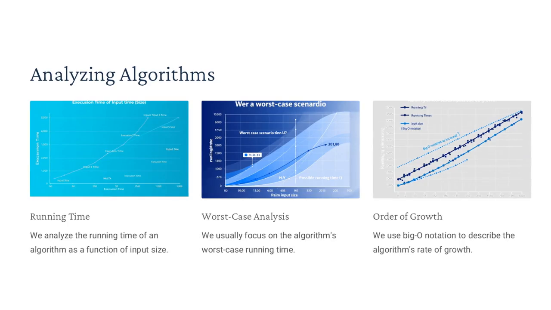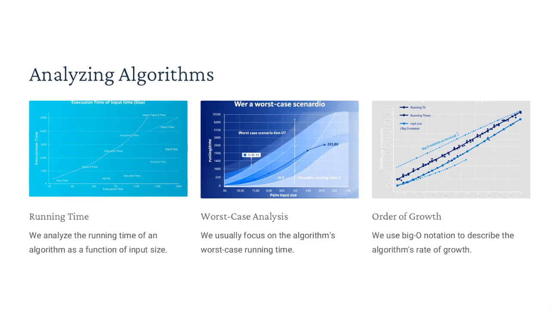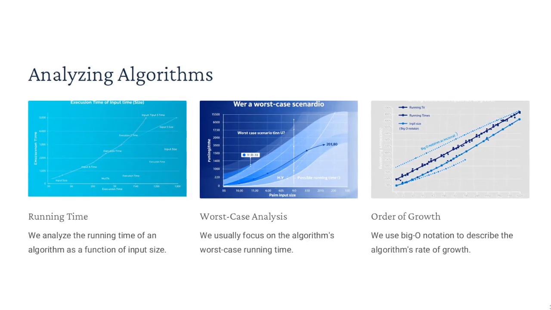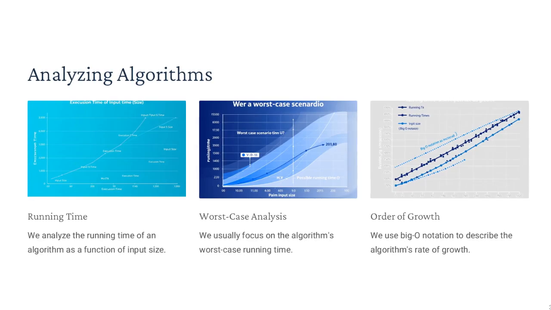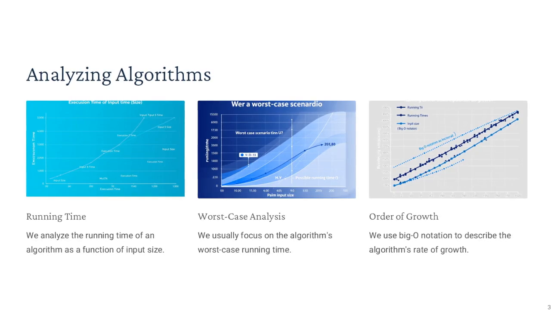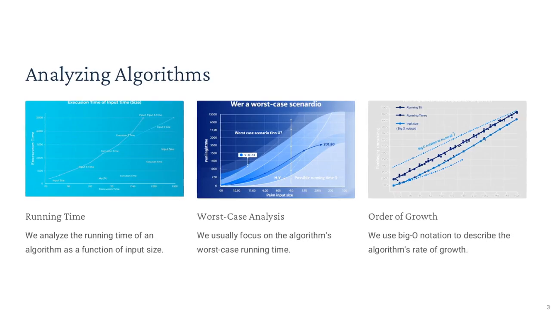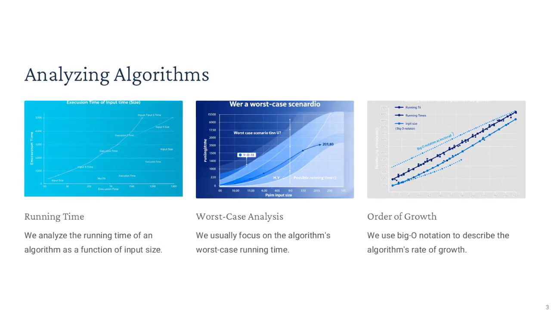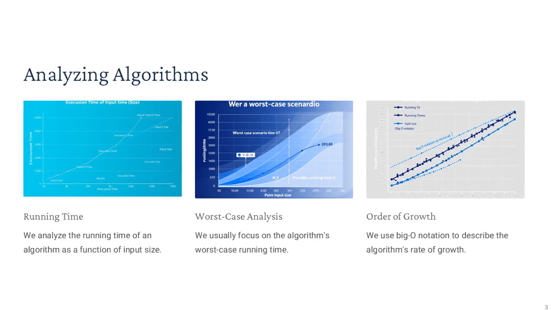Analyzing algorithms is a crucial step in understanding their performance and suitability for specific tasks. The running time of an algorithm is a primary factor we evaluate. This is often expressed as a function of the input size, providing a clear picture of how the algorithm's performance scales with larger datasets. In particular, we focus on worst-case analysis. This involves examining the algorithm under the most challenging conditions. Worst-case scenarios provide guarantees about the upper limits of performance, which is critical in applications where reliability and predictability are paramount. For example, in systems where delays could lead to failures, knowing the worst-case performance of an algorithm ensures that we can plan accordingly.